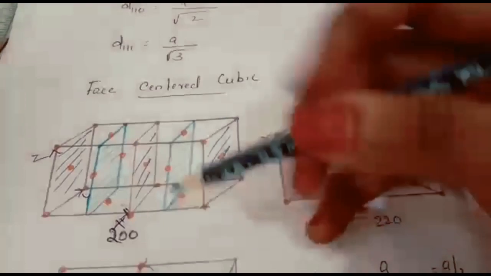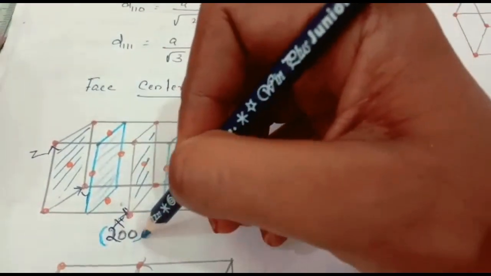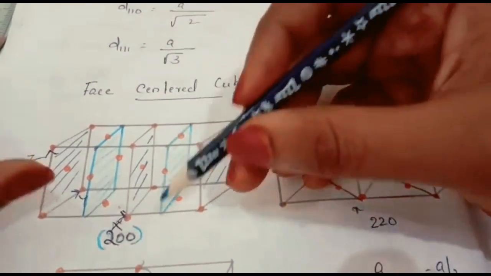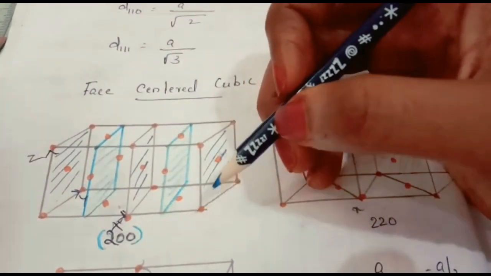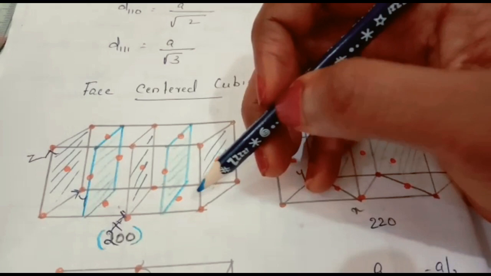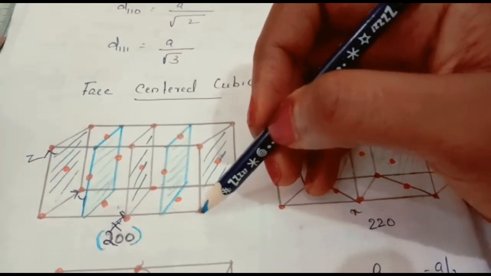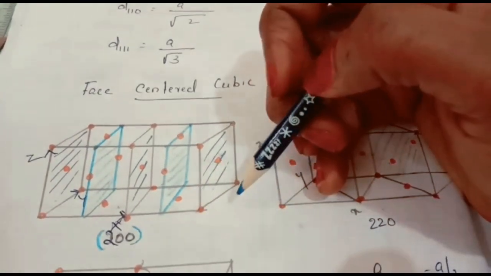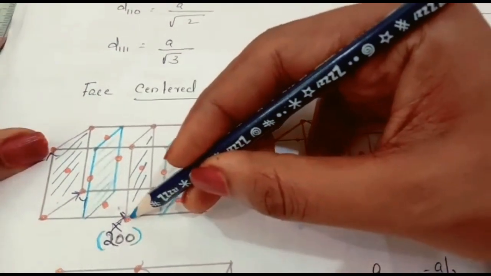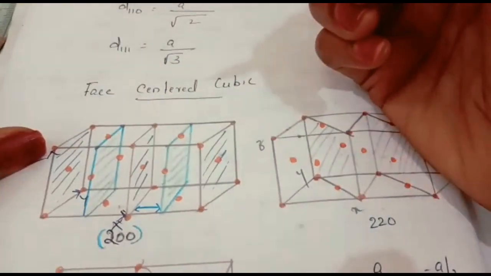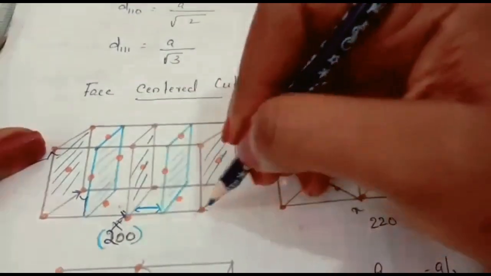Now let's see here. Here I have written 200 plane. The Miller indices is 200. Why are we not calling it the 100 plane? Because for 100 the distance should be A. We have already discussed that the distance is D equal to A by root of 1 square plus 0 square plus 0 square, that should be A. So here this is the distance between two successive planes. So this is half of A.